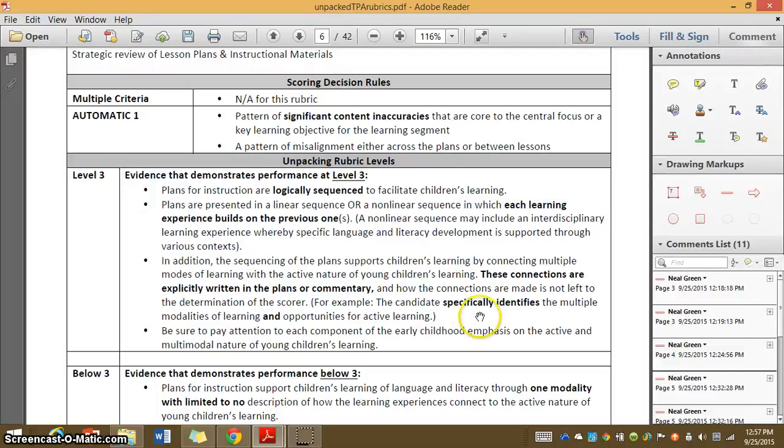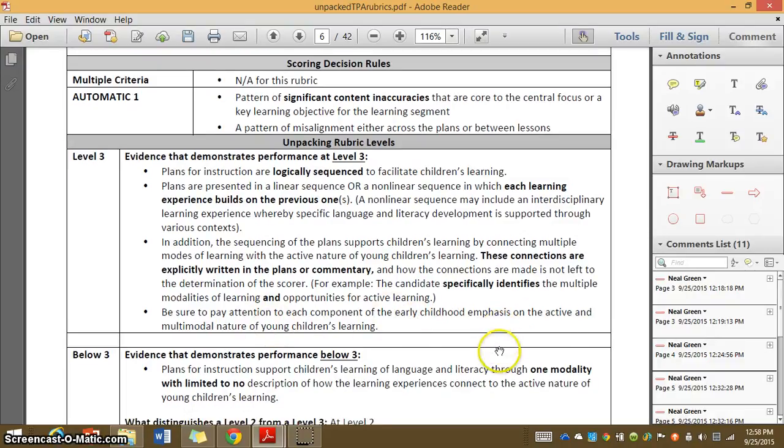Okay. The candidate specifically identifies the multiple modalities of learning and opportunities for active learning. So what are you doing, and do you identify in your commentaries or plans what you have to meet the needs of your visual, auditory, and kinesthetic learners, or the different types of learners that you teach? Whatever approach you decide to take as far as differentiated instruction, do you specifically identify how you're hitting on the multiple modalities that students learn? Okay, and be sure to pay attention to that multimodal nature aspect of your plans and commentary.